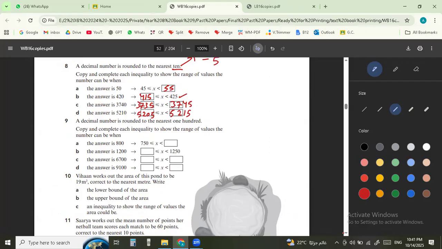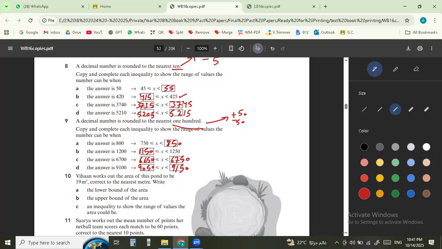All right, the next question is saying to you that the number is rounded to the nearest 100. The nearest 100, I add or subtract 50. So for the lower bound, we subtract 50, 750. Add 50, 850. Subtract 50, 1150. Subtract 50, 6650. Add 50, 6750. Minus 50, 9050. Add 50, 9150.